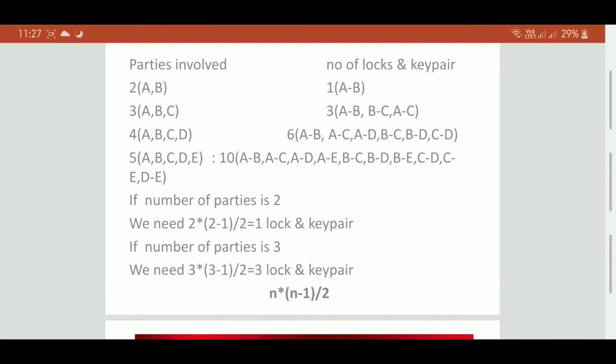So there are a number of parties involved and a number of lock and key pairs. If the number of parties is 2, we need 2 into (2 minus 1) upon 2, which equals 1 lock and key pair. If the number of parties is 3, then we need 3 into (3 minus 1) upon 2, which equals 3 lock and key pairs. So the formula for this is n into (n minus 1) upon 2.